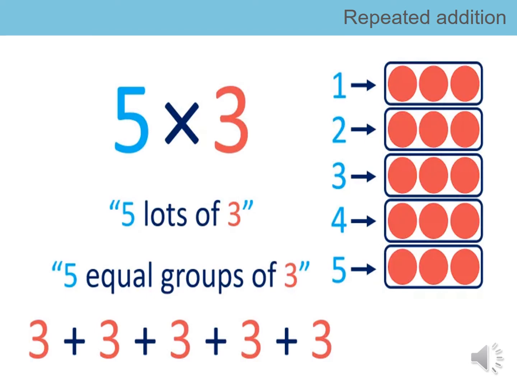So here I've got the calculation 5 times 3. First, have a look at the array on the right side of the screen. As you can see, I've got 3 counters in each row. I've got 5 rows with 3 inside each. I have 5 lots of 3. I have 5 equal groups of 3. I have 3 plus 3 plus 3 plus 3 plus 3. So you should be able to see the relationship now between my repeated addition and multiplication.